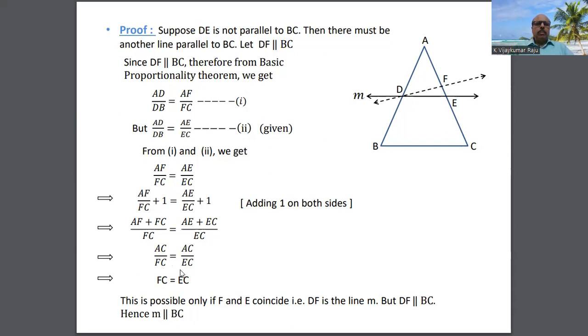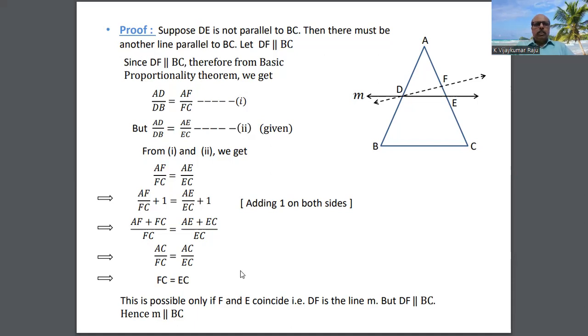And these two ratios are equal. That means FC is equal to EC. And how can they be equal? This is possible only if F and E coincide. So DF is the line M itself. But DF is parallel to BC. Hence we can conclude that M is parallel to BC. That is, DE is parallel to BC. So this was the proof of the converse of basic proportionality theorem.